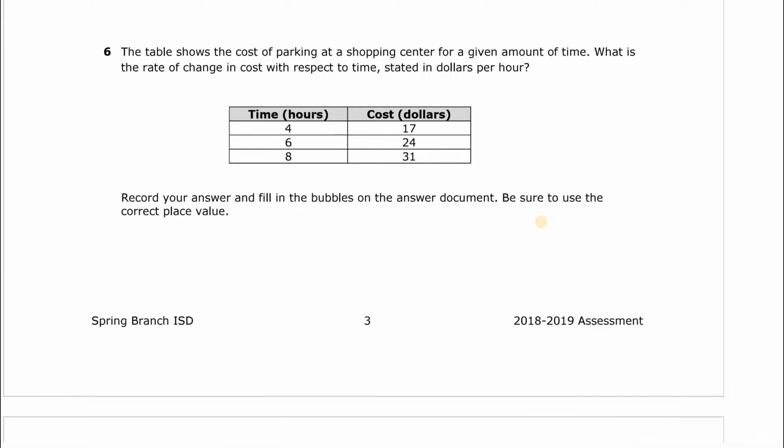Number 6 is simply asking for rate of change, which is slope. So on rate of change, we're trying to figure out how much it's growing by. In our y, it went from 17 to 24, which is +7. It went from 4 to 6, which is +2. We put change in y over change in x.